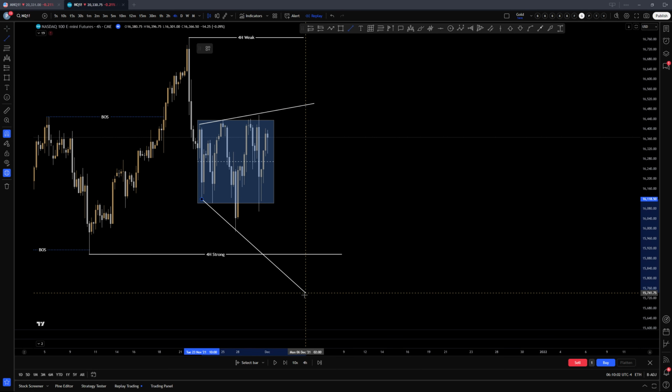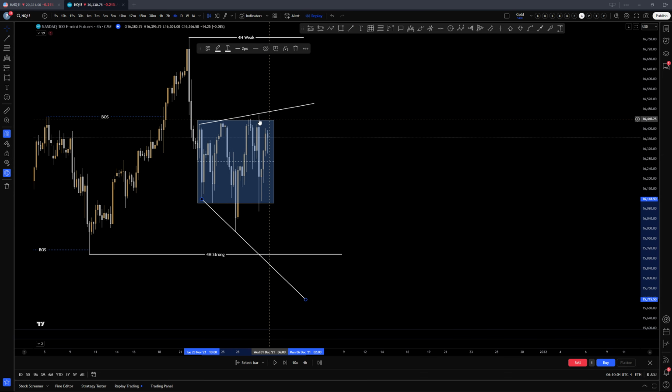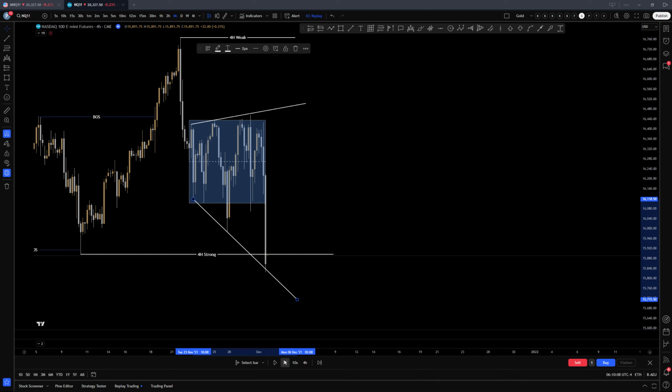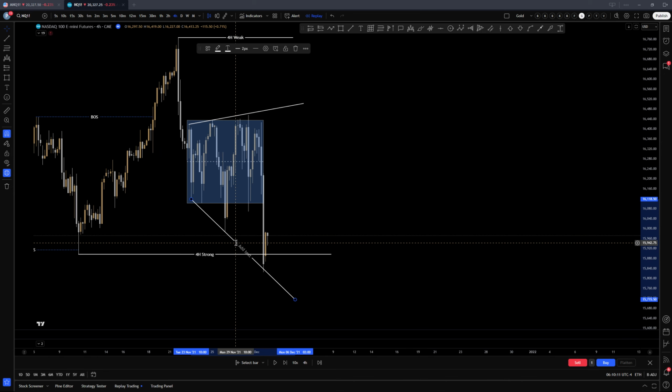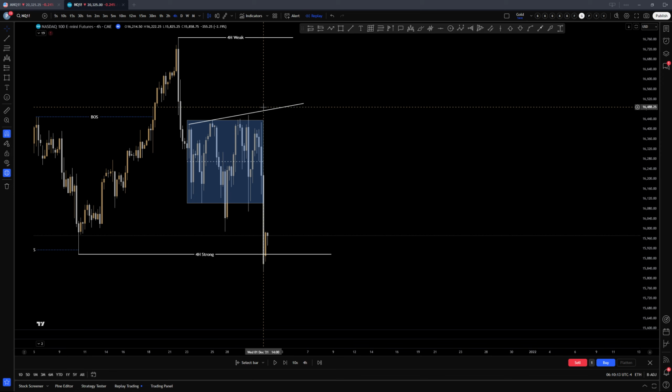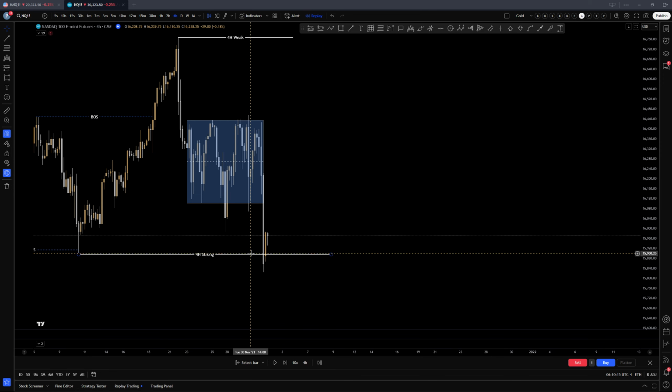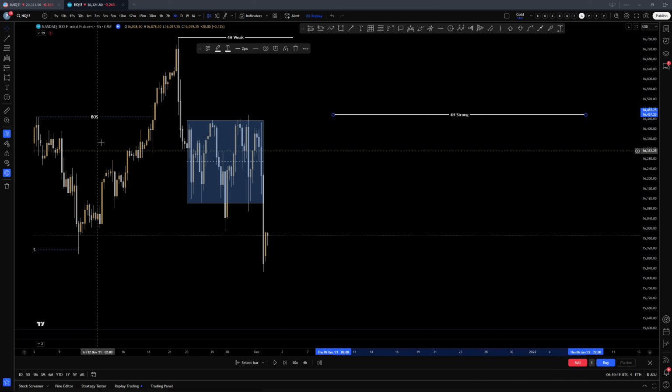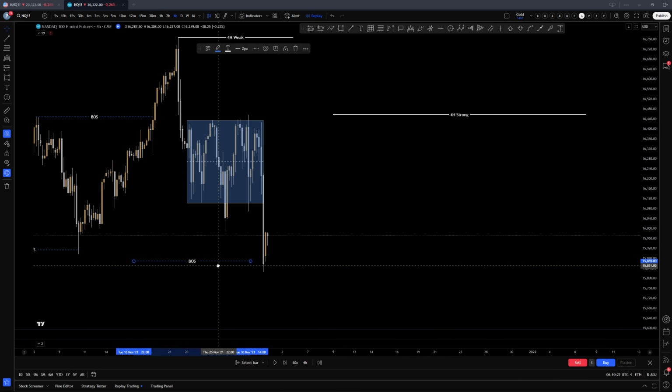There we go. That type of thing. Actually expanding more to the downside than it is to the upside. So this might be a signal. Oh yeah, there we go. Okay, so we have broken our suspected strong structure. So let's now move that and say that we now have a break of structure.